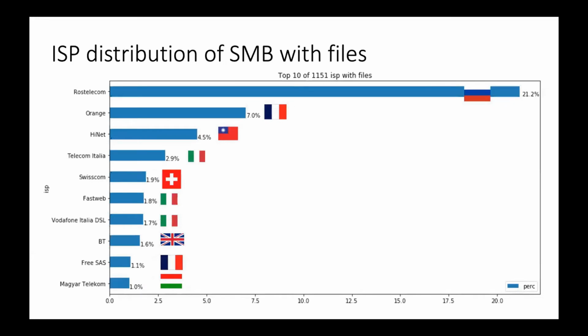Okay, so that's the kind of stuff I was saying, like the one that does contain files. It's pretty much the same distribution, but you can see Orange was for France, HiNet for Taiwan, Telecom Italia, which I'm from Italy, so it's one of the most popular service providers, Swisscom, Fastweb, and Vodafone, all basically the major service providers for them. So that was very interesting to see.